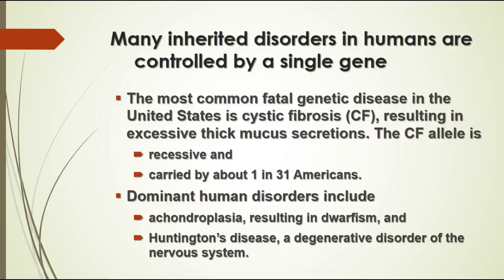There are some other dominant disorders that are present in the population. They include achondroplasia, which is a dwarfism trait, and Huntington's disease, which is a degenerative nervous system disorder.